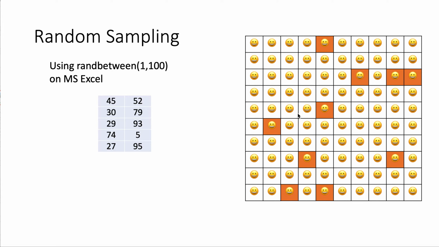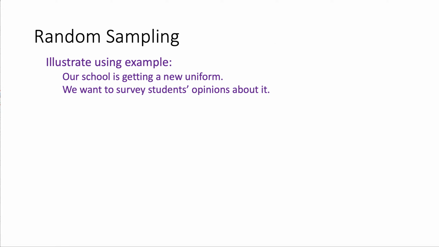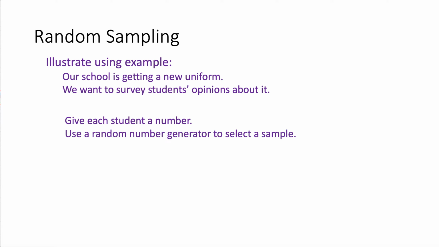So 45, that's this guy. 52, that's this guy. 30, 79, etc. So that's how I select my 10 people. If I'm doing the school example, what do I do? I give every student a number, and I use a random number generator to select the sample.